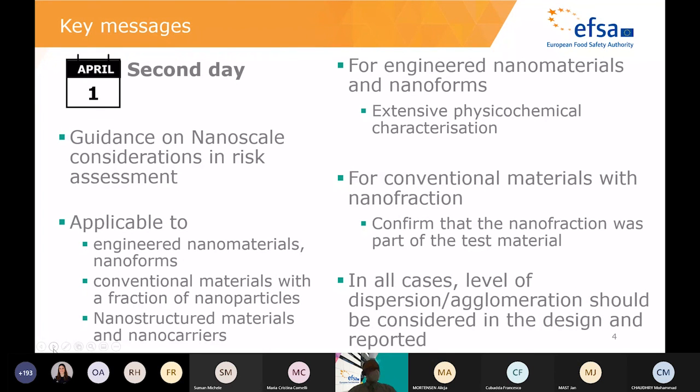And today, we have presented the guidance on the nanoscale considerations for the risk assessment. So it's the guidance for risk assessment for nanomaterials applicable to legal nanomaterials. That means in our area for EFSA, engineered nanomaterials in almost all the areas regarding food, feed additives, flavourings, nanoforms for food contact materials, and nanoforms for pesticides. That also covers materials that are conventional materials, and I want to highlight this once more, they are conventional materials, but only from the risk assessment perspective, they need to have a consideration for the nanofraction, and also nanostructured materials and nanocarriers.